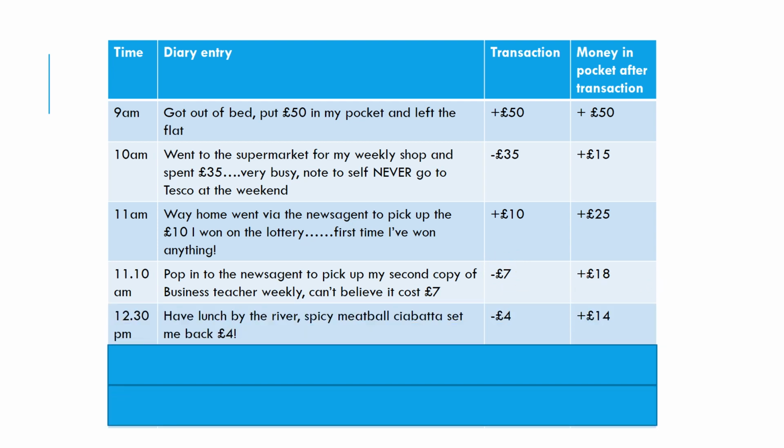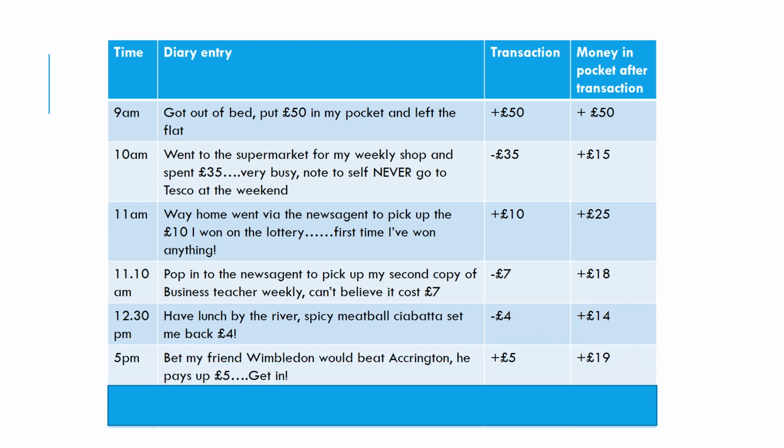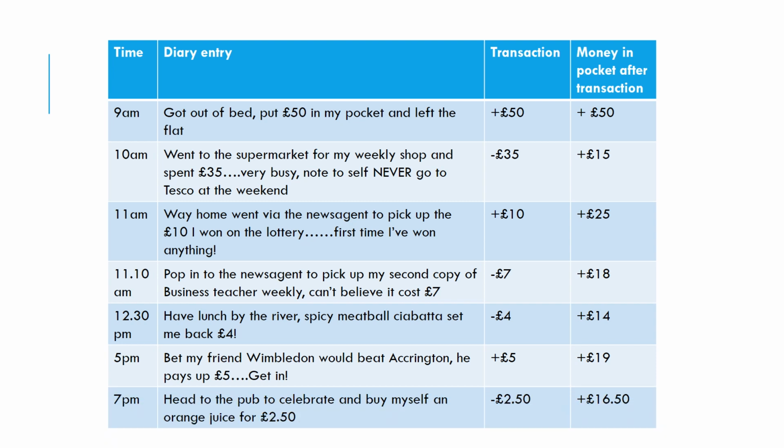The meatball ciabatta would be minus 4, cost me £4, leave me with £14 in my pocket. My friend paying up because of the Mighty Dons would be £5 in my pocket coming into me, so £19 overall I would have. And then my celebratory orange juice, minus £2.50, would leave me with £16.50 at the end of the day in my pocket.